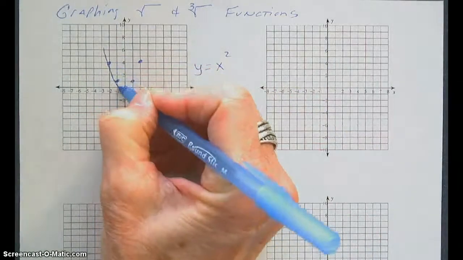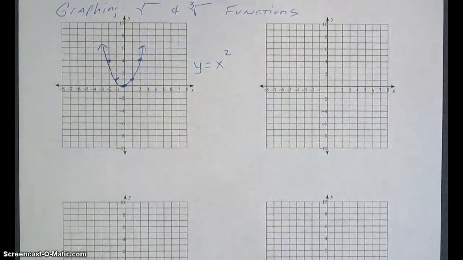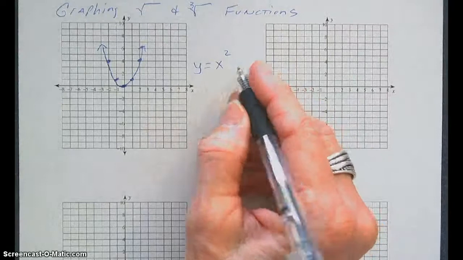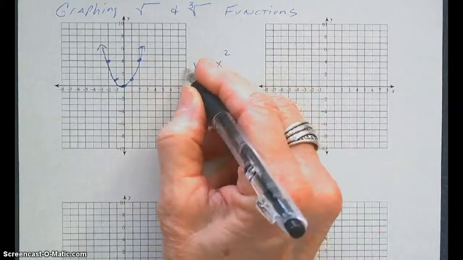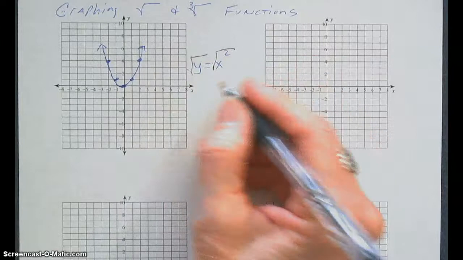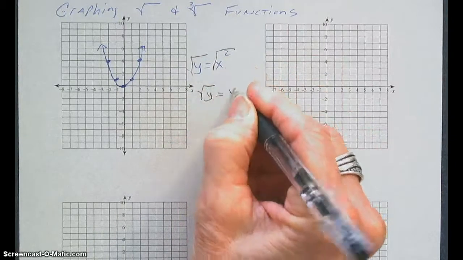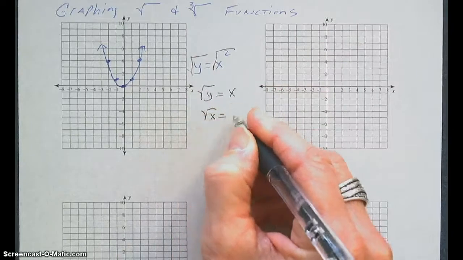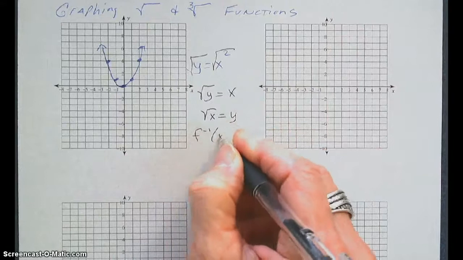And we saw on Monday that y equals x squared, and if I take the square root of both sides, I get the square root of y equals the square root of x squared, which is x. And then if I switch the x with the y and the y with the x, what do I get? I get the inverse function.